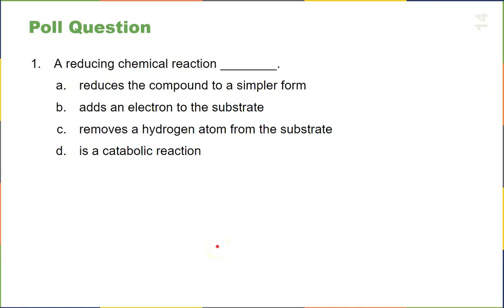Reducing a chemical reaction is called what? It's by adding an electron to the substrate. So remember, reducing is the higher energy form. If we have more electrons, we're going to have higher energy. We're also being reduced. I think of electrons as negatively charged, so if you're adding electrons to a molecule, you're causing that electric charge to be reduced, which is the reduced molecule.